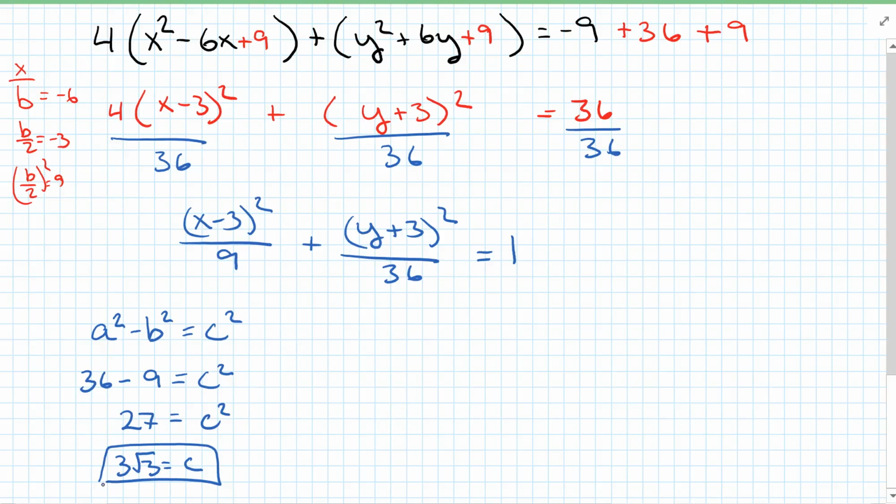Okay. What's the center of this thing? Well, the center is h comma k. Well, our h value is 3 and our k value is negative 3. So the center of the equation is 3, negative 3.